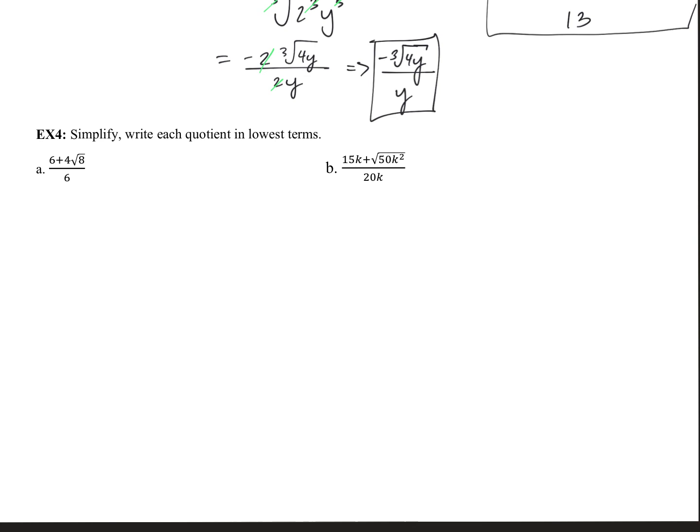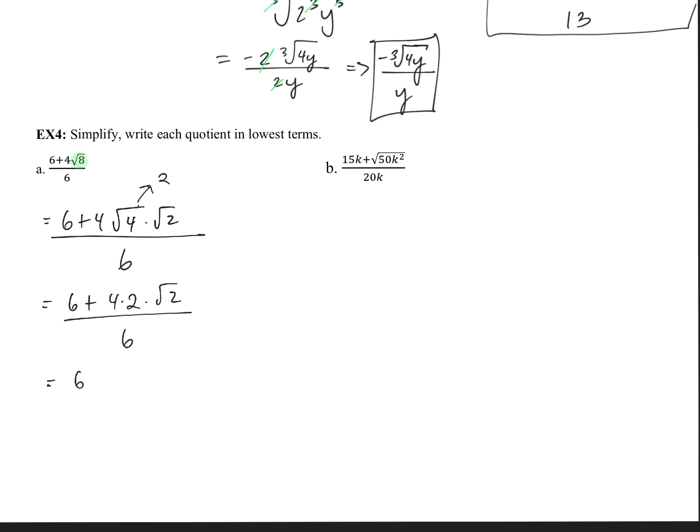And even before that, let's check our radicals. Can we simplify them? That's a root 8. I know there's a 4 in there. So let's go ahead and fix that. So that's going to be root 4 times root 2 all over 6. And that'll equal 6 plus 4 times, and this becomes a 2, root 2 all over 6. And we get 6 plus 8 root 2 over 6.